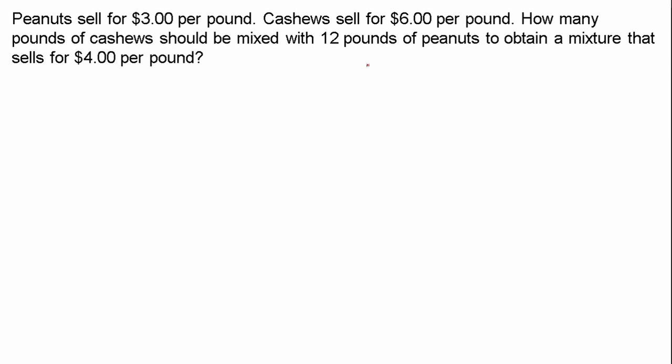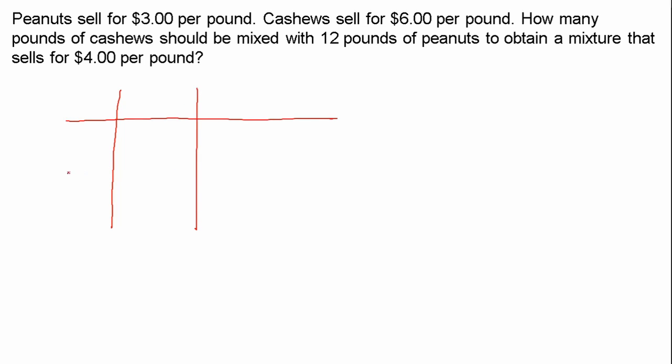All right. This question says, peanuts sell for $3 per pound. Cashews sell for $6 per pound. How many pounds of cashews should be mixed with 12 pounds of peanuts to obtain a mixture that sells for $4 per pound? Okay, so this is a mixture problem. These, in my opinion, are very challenging. But that said, like in the last problem, we're going to use a chart to keep our work organized.